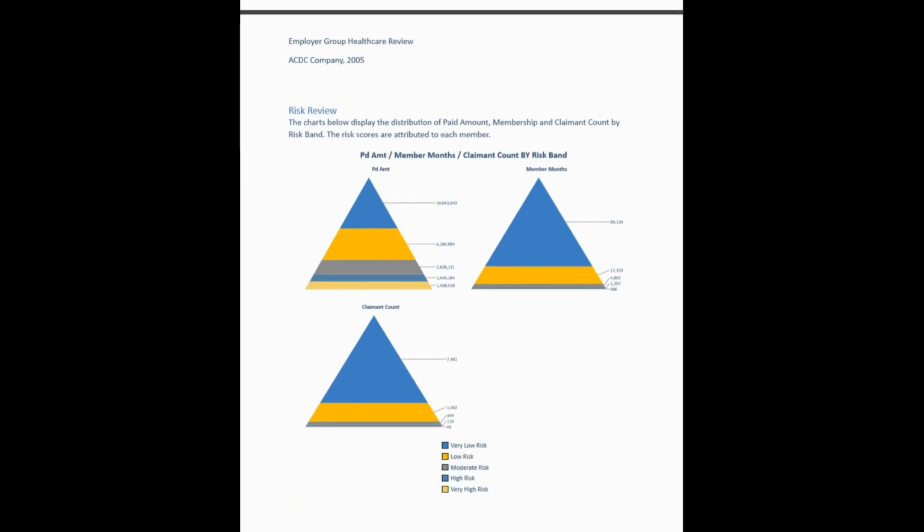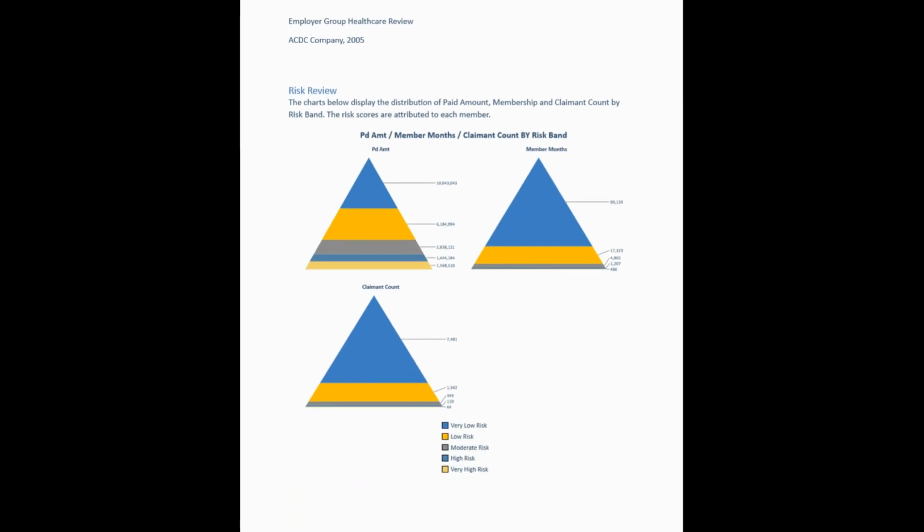Here's a risk review portion, and this is an example of embedding third-party output into the business intelligence platform. The banding of paid claims, membership, and claimant counts depicts the risk profile of a particular population. Here you can see that the bands are for very low risk, moderate, and what we're graphing here are the paid amounts by risk band as well as the membership distribution and the claimant counts.